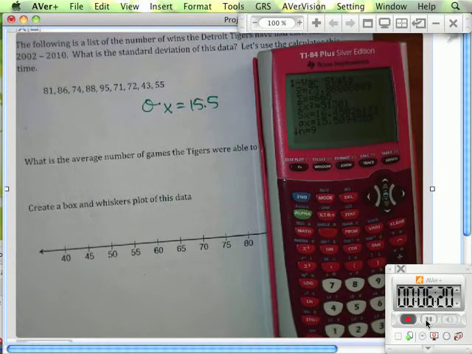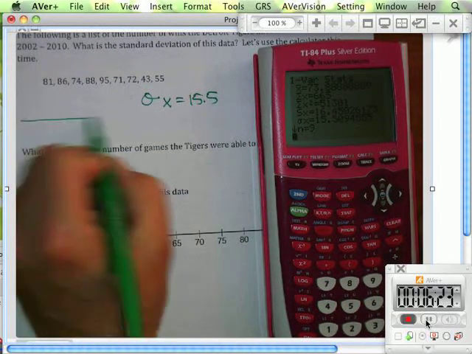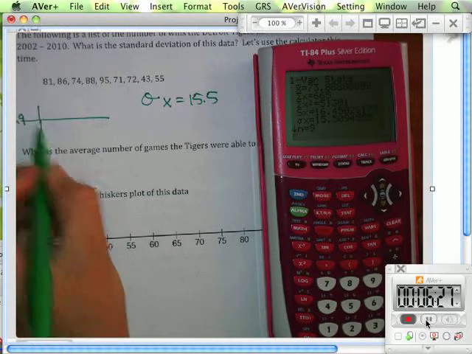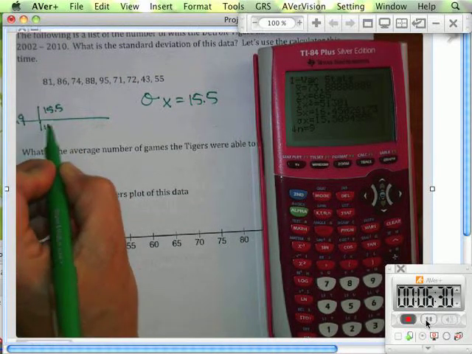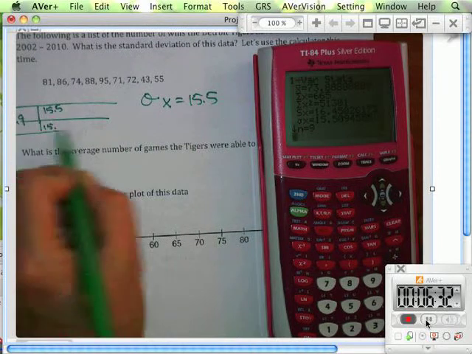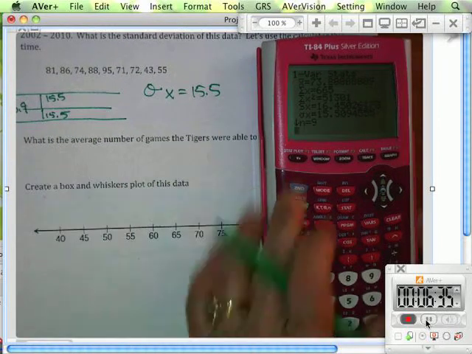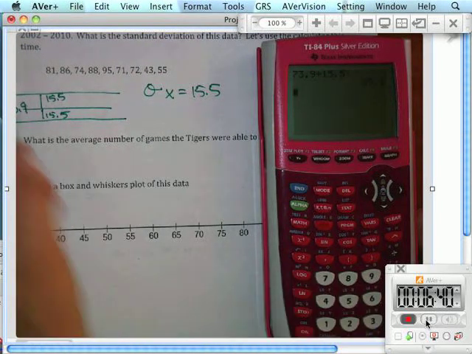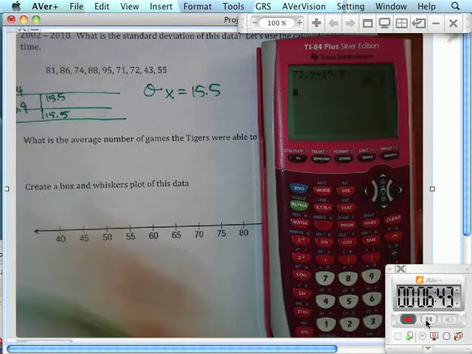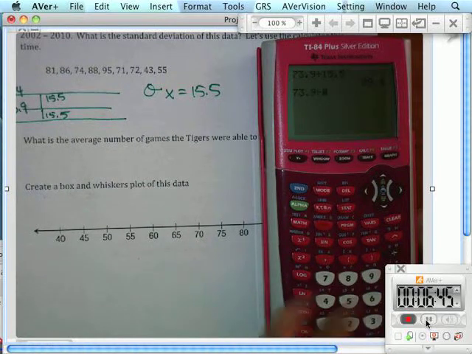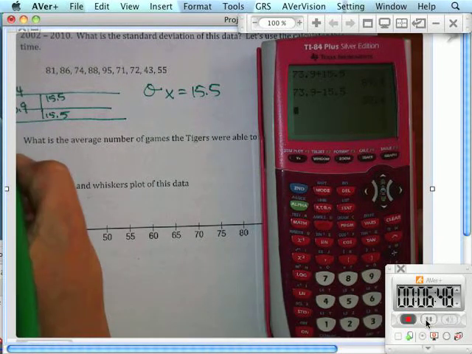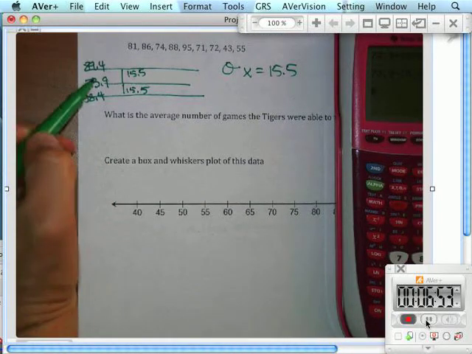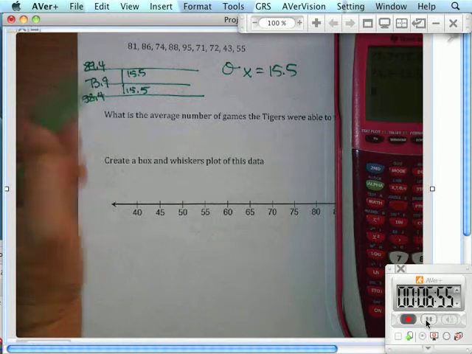So the mean of these games is 73.9. That means within normal they went up 15.5 and down 15.5. So the standard deviation would be 89.4 up here. Okay, hold on, I'll show you. So if they fell within this range here, 58.4 and 89.4, they'd be falling into the normal range. It's called the standard normal range.